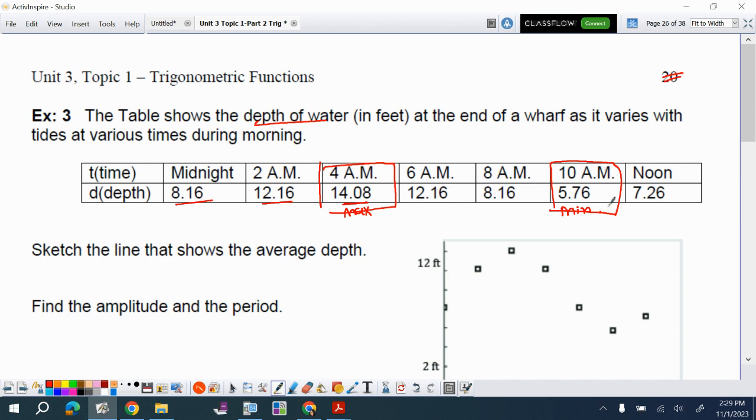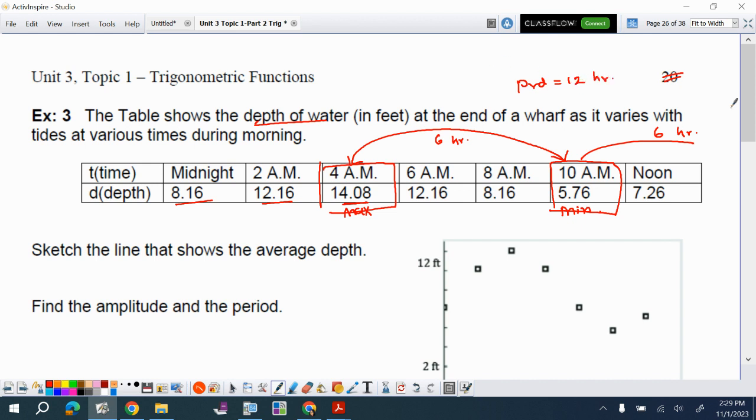You do not need anything else. Ignore other points. So let's try to find out what's the time difference between 4 a.m. and, sorry, 10 a.m., which is 6 hours. So this is maximum and minimum. So we can say that the next max occurs after 6 more hours. So this gives you that the period is 12 hours.